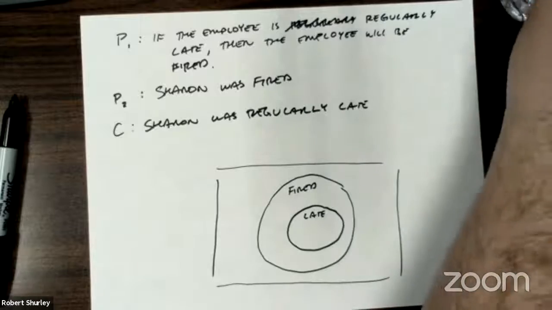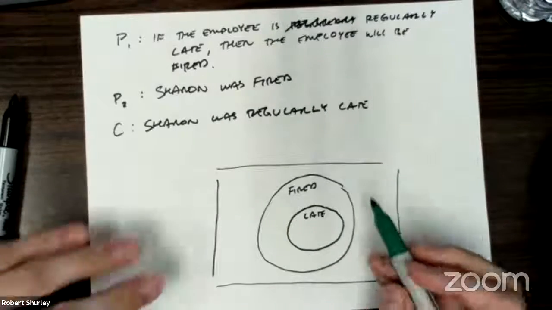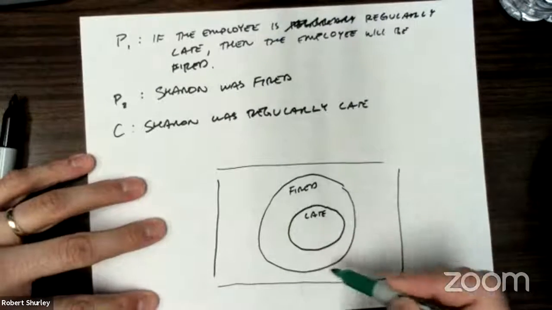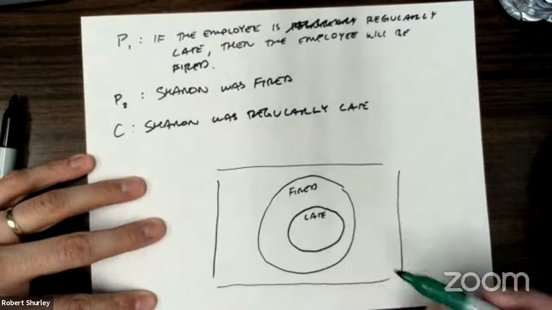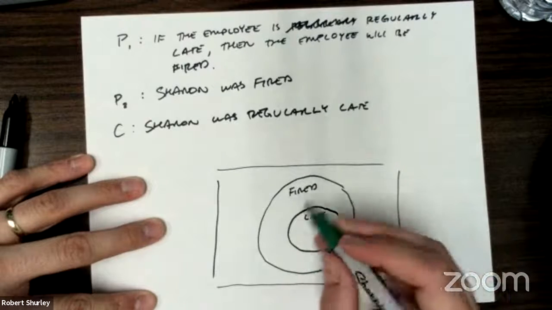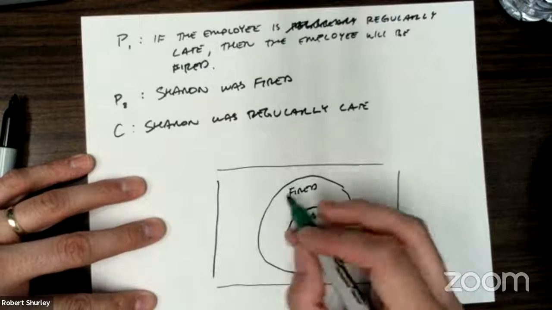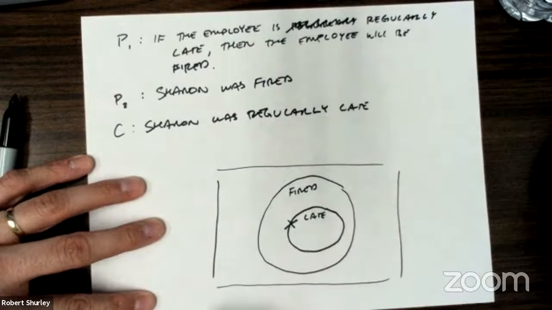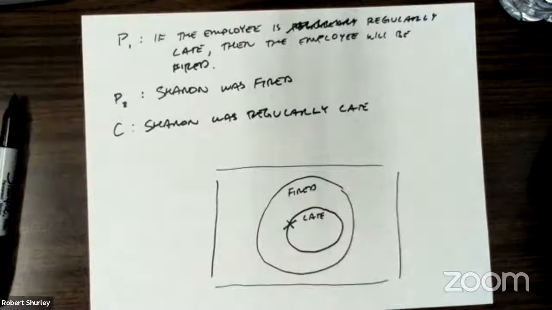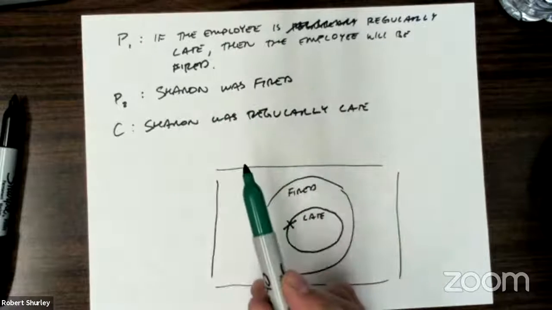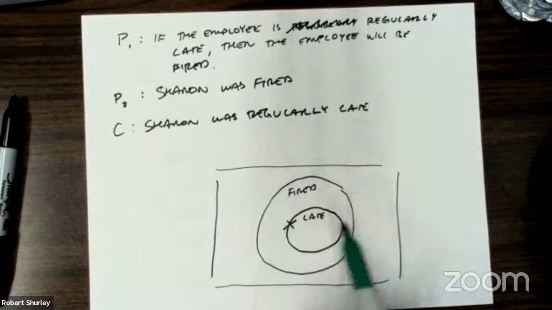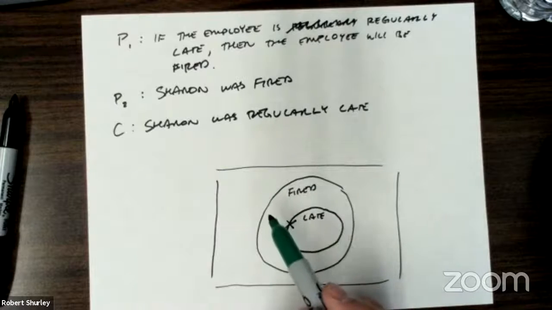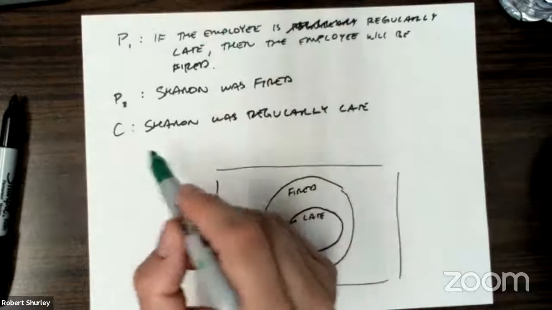Now, visually, the way we would say that, of course, is with where Sharon's at in the fired bubble. Remember, she was fired, right? But where she's at in the fired bubble, she could have been late or not late. So we're going to put her right there on the edge. She might have been late. We don't know. This isn't stating anything about her being late. It's just saying that she was fired, okay? So this is definitely an invalid conclusion.